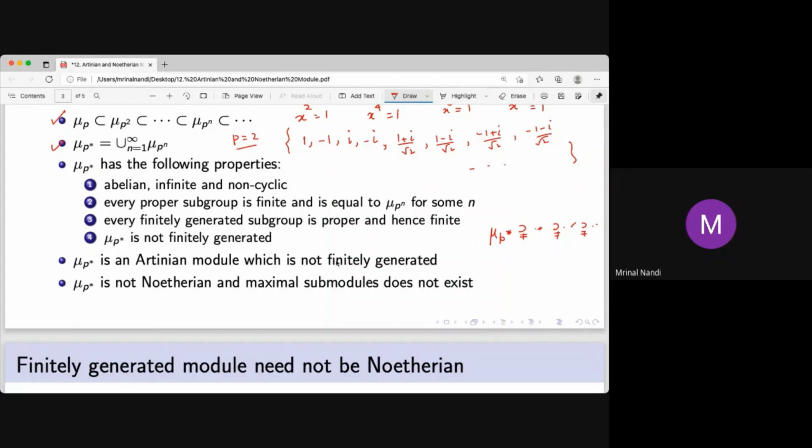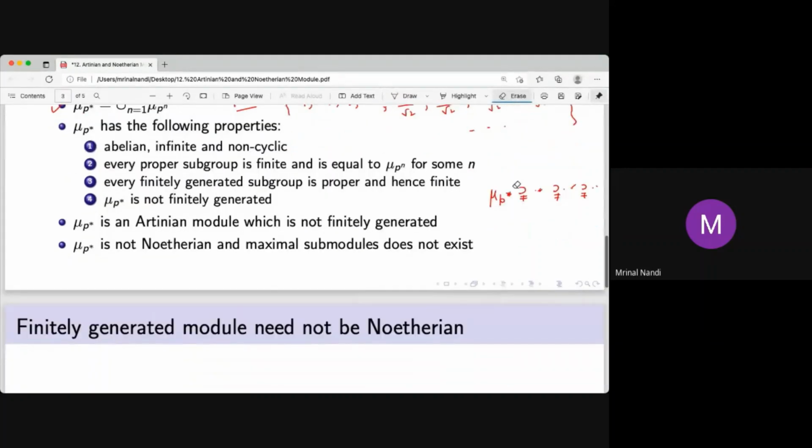Artinian may not be finitely generated. But this is not Noetherian, and a maximal submodule does not exist. Why is it not Noetherian? Because the ascending chain condition doesn't hold. We start from this example: it is an ascending chain, but it is proper and not stationary. So the ACC condition does not hold. That's why this is not Noetherian, and hence a maximal submodule does not exist.